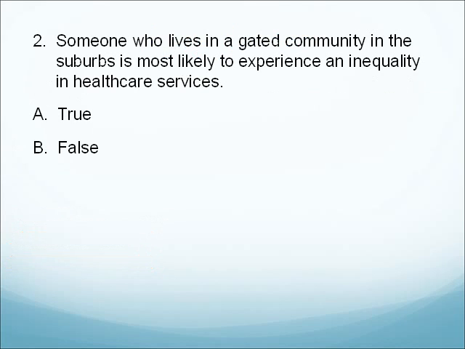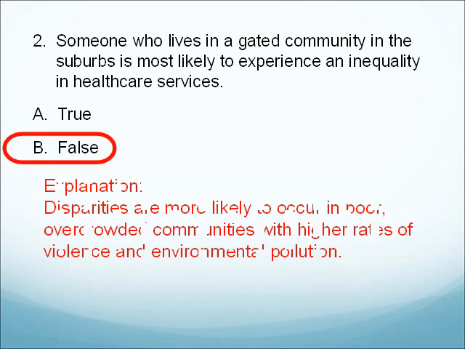Number 2, someone who lives in a gated community in the suburbs is most likely to experience an inequality in healthcare services. A, true, or B, false. The correct answer is B, false. Explanation. Disparities are more likely to occur in poor, overcrowded communities with higher rates of violence and environmental pollution.